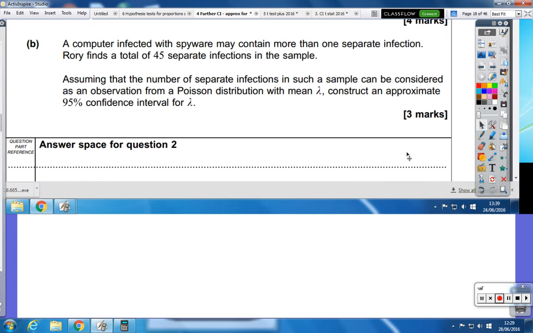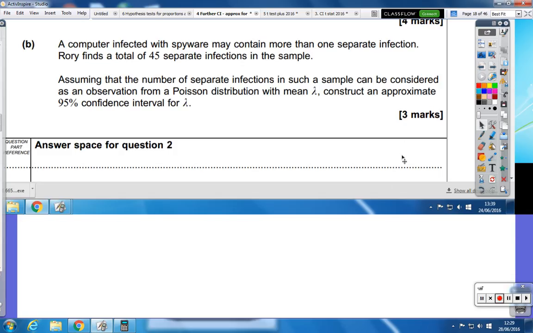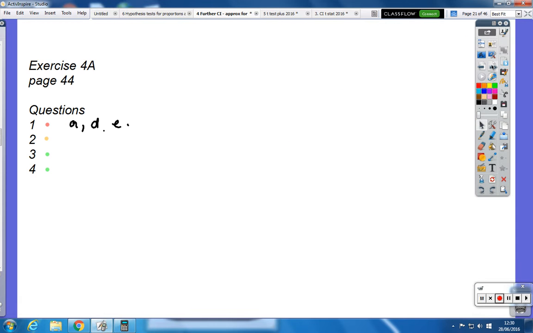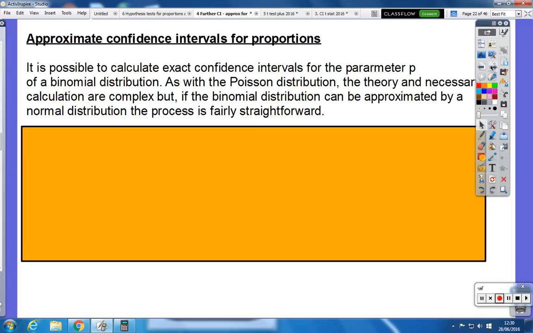This was an exam question. Pause it and have a go, but I think you see how easy it is. Okay, that one was very easy. Right. Then these are the questions. If you have the book, or you can get hold of the book, use that.